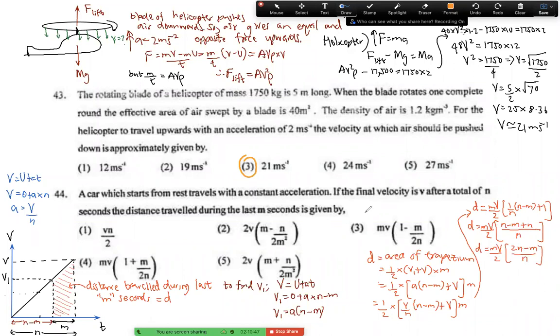Is there an answer like that? I think there's an answer like this. Third one is the answer. Anyone who got this answer? Maybe you might have used an equation. I don't know. Got it?